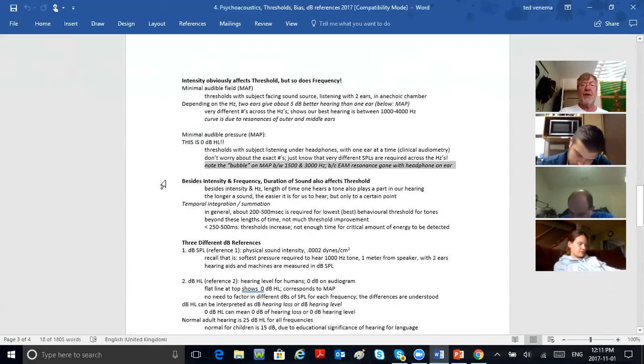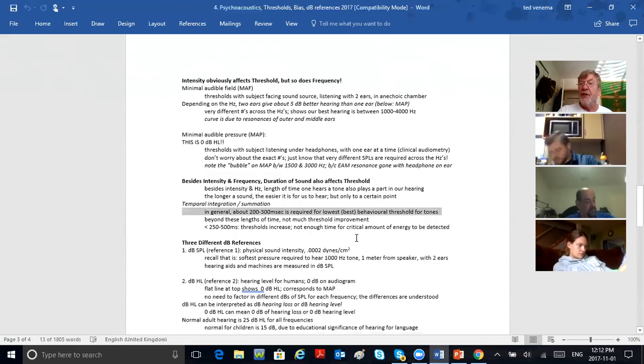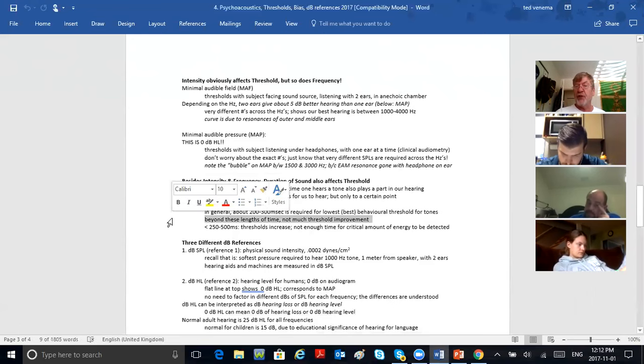Let's see. Here's something called temporal integration. Put a little star by that there. That relates to audiometry. And it says you can't just present a tone for a split second. You have to hold the bar down for at least a second, and give the person's nervous system time to grab the whole sensation. Okay? It's called temporal integration. Temporal summation. In general, it says about 200 to 300 milliseconds, about a third to a fourth of a second, is required for best behavioral thresholds. Longer is good, because it helps Mrs. McGillicuddy here, okay? Beyond these lengths of time, there's not much threshold improvement, of course.